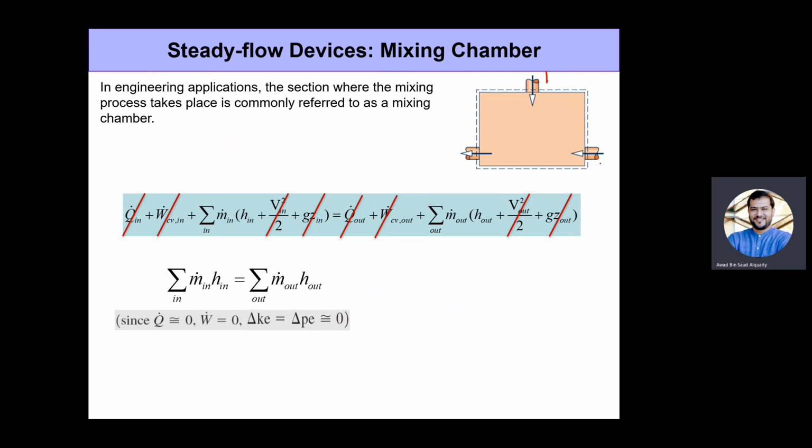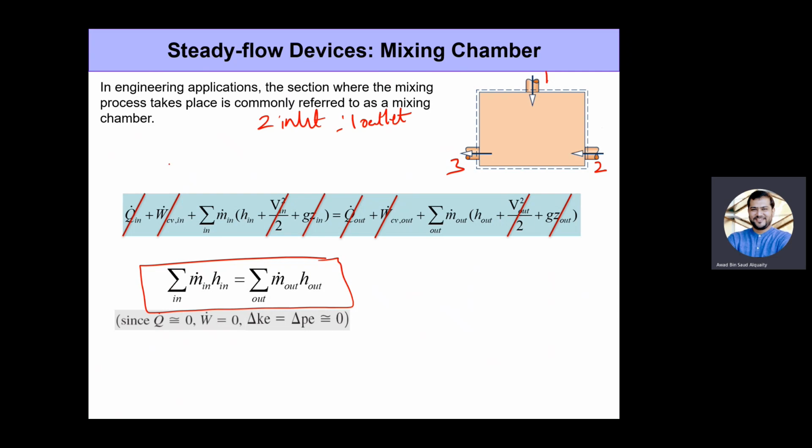So let's say this is inlet one, this is inlet two, and you have outlet three. When I say the summation of m dot in h in is equal to the summation of m dot out h out, what I'm saying is the product of mass flow rate at the inlet times enthalpy, for as many inlets as you have, should be equal to the product of mass flow rate at the outlet times enthalpy of the outlet, for as many outlets as you have. Here in this particular example, we have two inlets, one outlet.